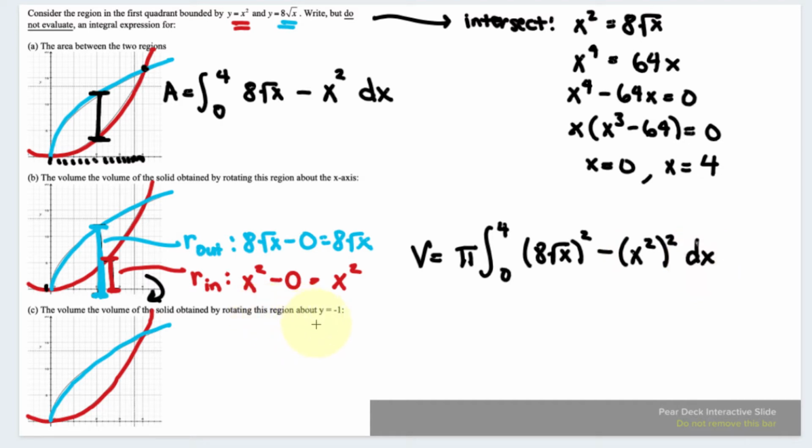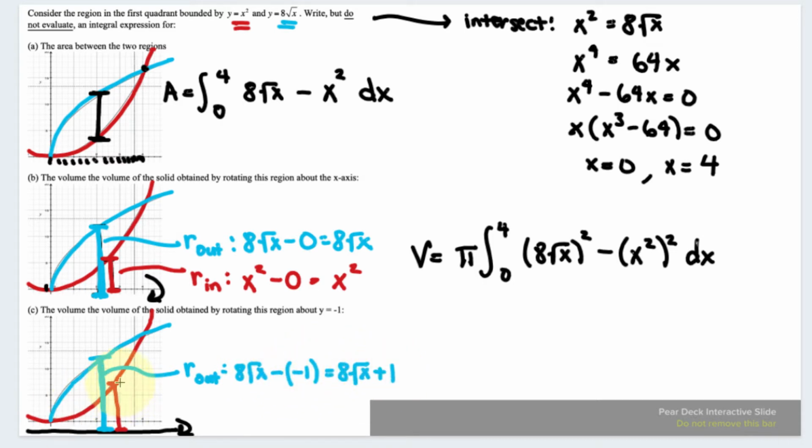This next problem wants us to rotate around y equals -1. So y equals -1 is going to be down here. So again, go from the curve to the line we're rotating about in this case. This one's still going to be longer, so the radius outer now is going to be from the curve minus a -1. Because remember, you go top minus bottom. So this is going to be 8 root x minus a -1, which is 8 root x plus 1. Our radius inner is going to be from here minus a -1. So our radius inner will be x squared minus a -1, x squared plus 1.